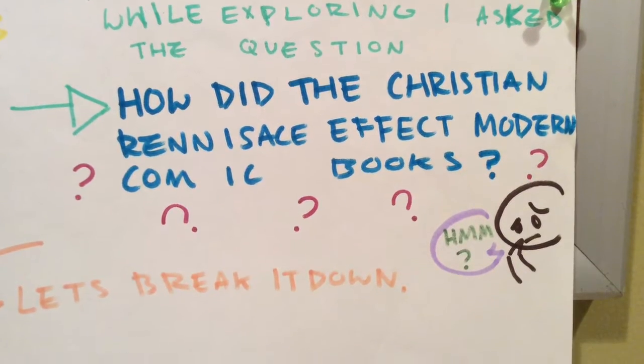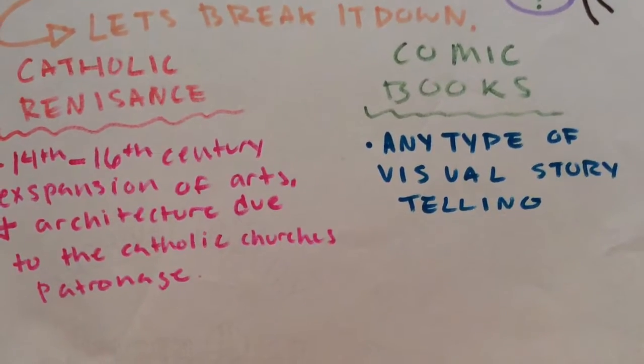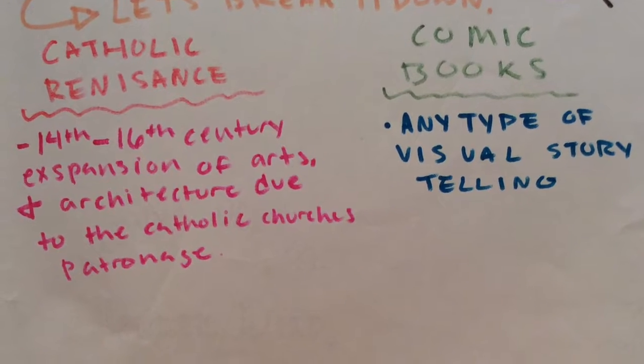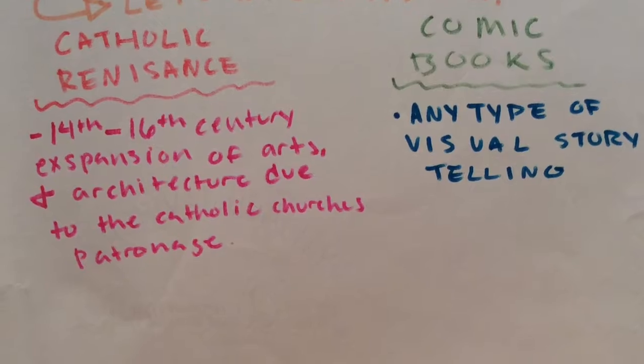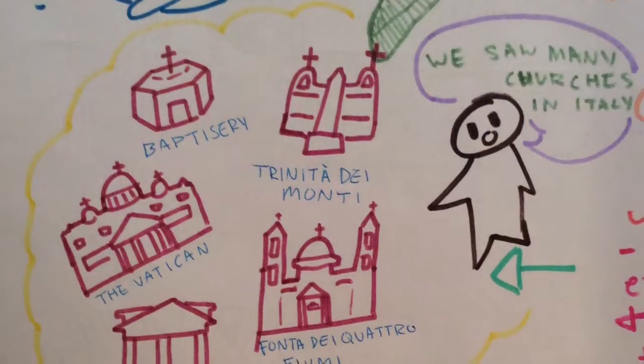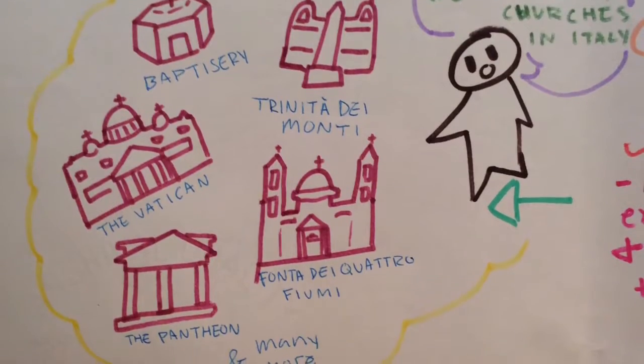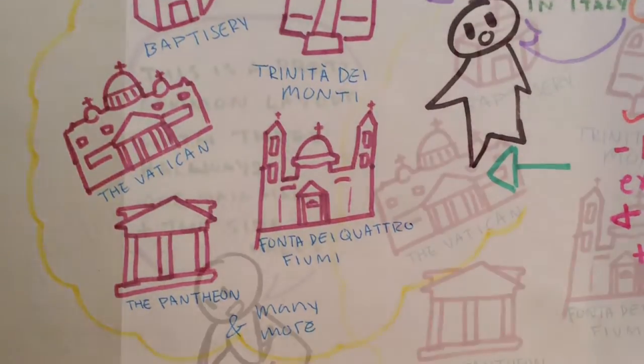Let's break this down. I define the Catholic Renaissance as between the 14th and 16th century of expansion of arts and architecture due to the Catholic Church's patronage, and comic books as any type of visual storytelling. While we were in Italy, we visited many churches, including the Baptistery, Trinità dei Monti, the Vatican, Fontana dei Quattro Fiumi, the Pantheon, and many more.